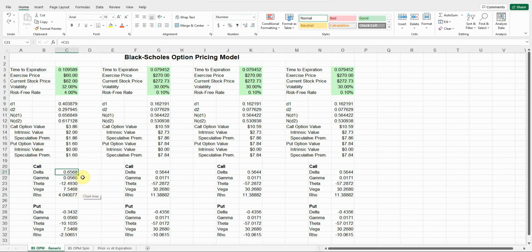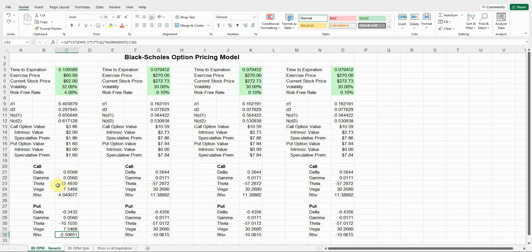So let's go back to the spreadsheet, and you can see delta for the call is positive, delta for the put is negative, gamma is going to be the same in each case, theta is time decay, vega is the measure of how it responds to volatility, that's going to be the same in each case, and rho is the measure to the risk-free rate. Notice that as the stock price goes up, the option increases in value for a call, it decreases in value for a put. As the time to expiration increases, the value of the option is going to decrease.